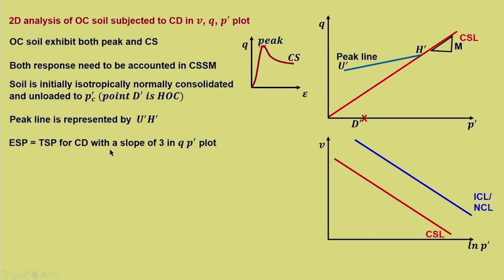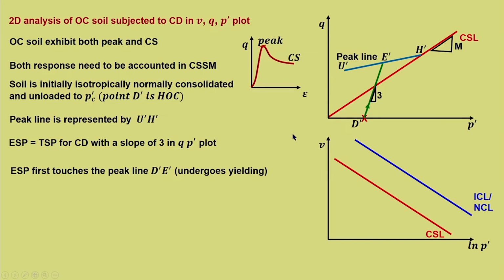ESP equals TSP for CD with a slope of 3 in the Q P dash plot. Now, that is not going to change. ESP first touches the peak line, D dash E dash undergoes yielding. So, this we have already discussed, so I am not going to spend more time here. It reaches E dash and then ESP returns to the critical state line where it fails, and that is at the same slope of 3. So, it comes back and fails at critical state.